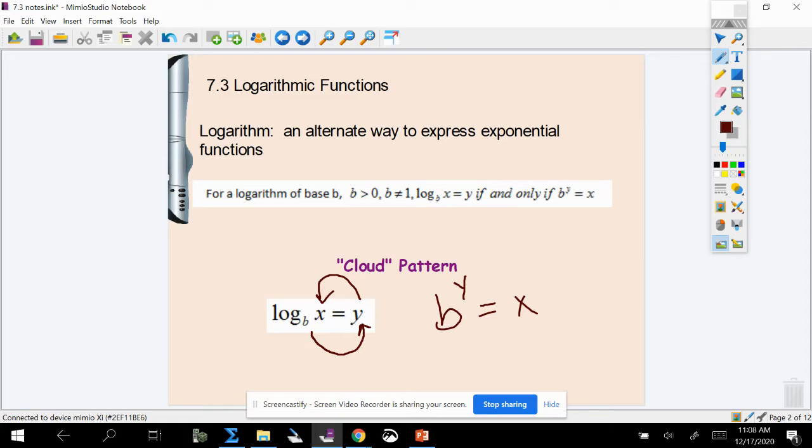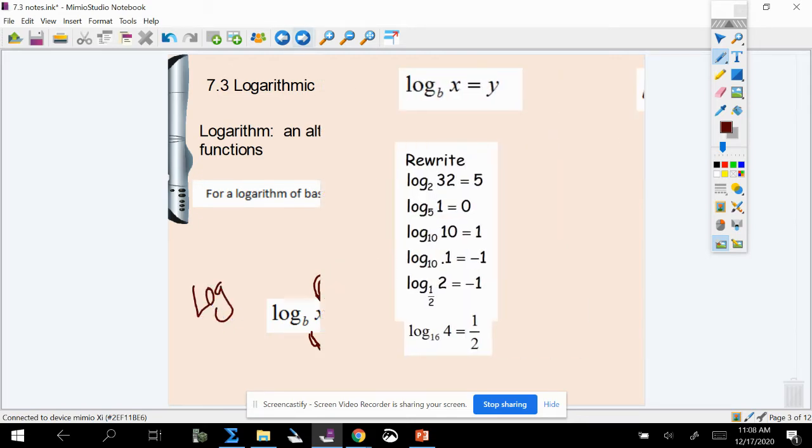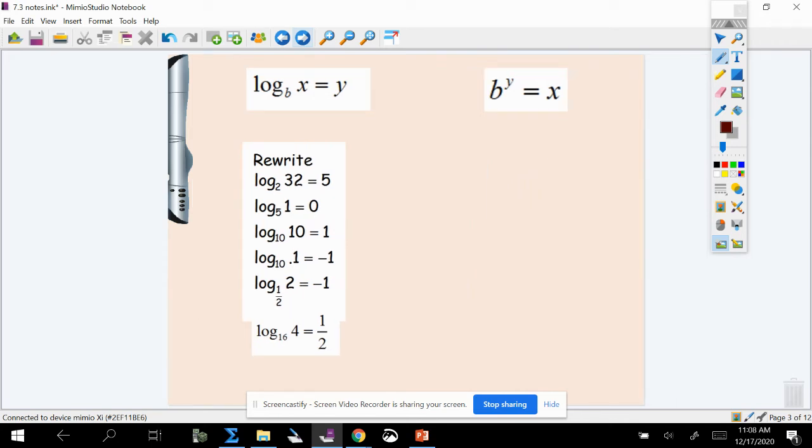When I first did this, someone had said, just draw a cloud going here. Always originate at the base to the y exponent equals x. So we can take anything in this form, this is called log form, and we can write it in its equivalent exponent form. So we're going to practice that a little bit, and I'm also going to show you how Delta Math does that. At the top, you see my two different forms.